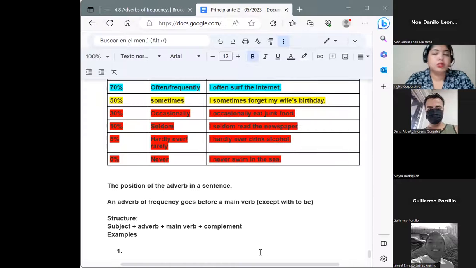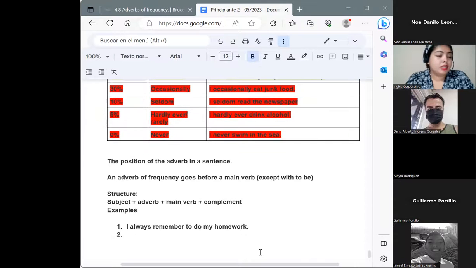I always remember to do my homework. And number two, he normally gets good marks in exams. Él normalmente obtiene buenas calificaciones en los exámenes.